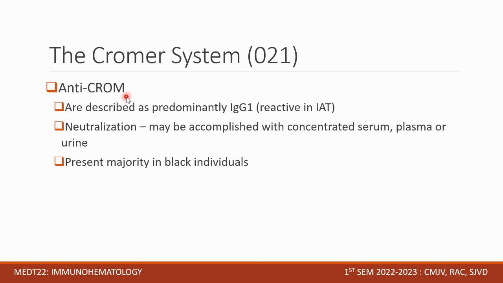The anti-Cromer antibodies are described as predominantly IgG. They are reactive in the IAT, which stands for indirect antiglobulin test. Neutralization may be accomplished with concentrated serum, plasma, or urine. The antigens are present in the majority of black individuals.